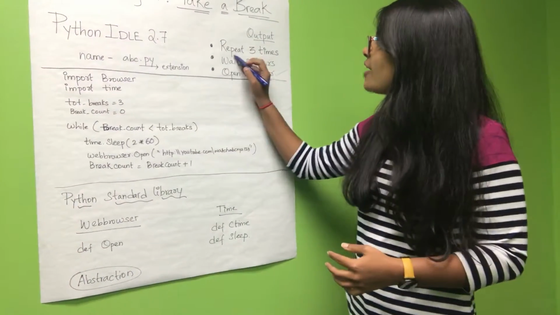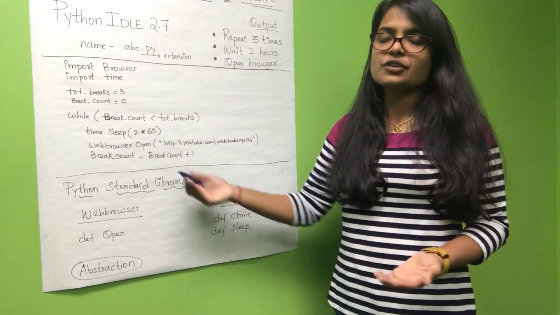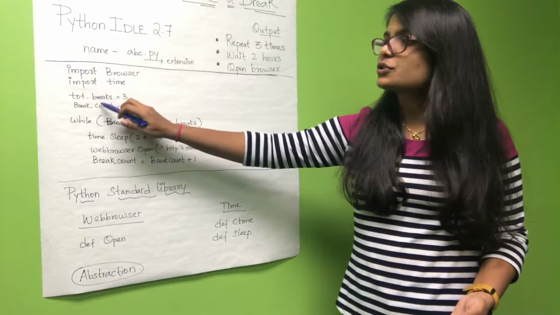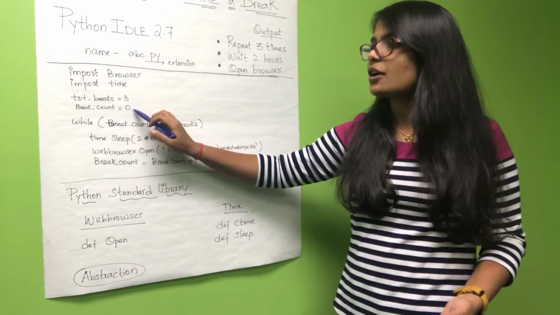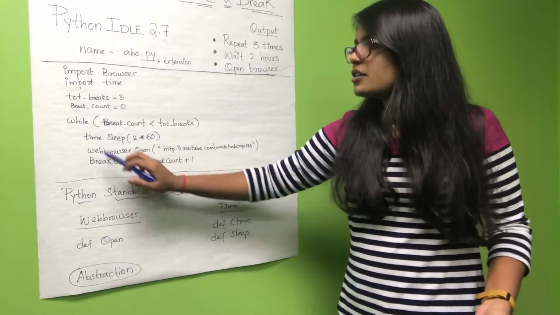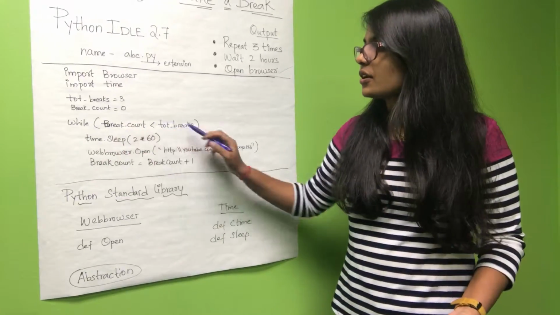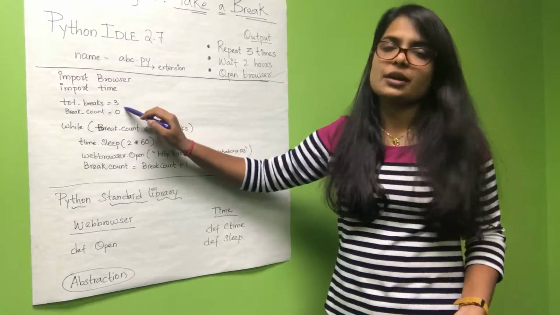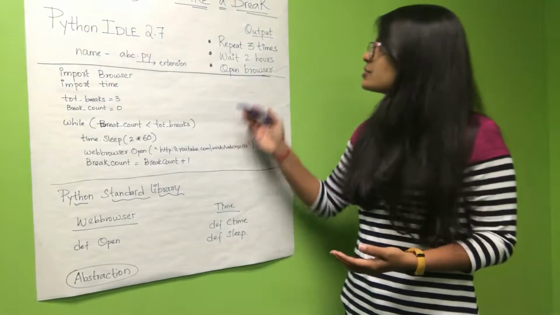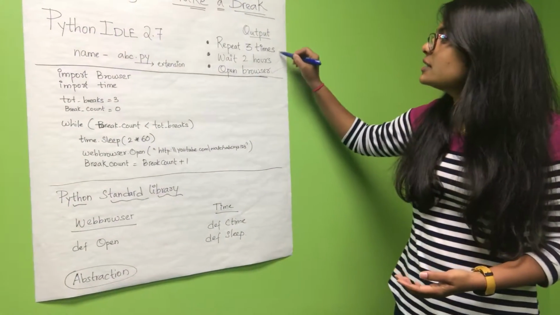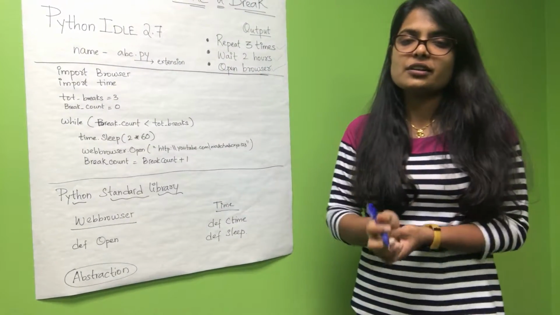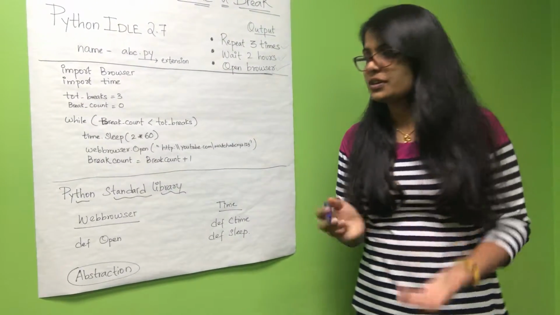Afterwards, we have to repeat this 3 times, which can be done using a while loop. So declare 2 variables: total_breaks equals 3 and break_count, the initial count, would be 0. In the while loop, just keep a count of the break count and repeat this 3 times. So this accomplishes all 3 tasks, which gives Siri a break every 2 hours for 2 minutes.